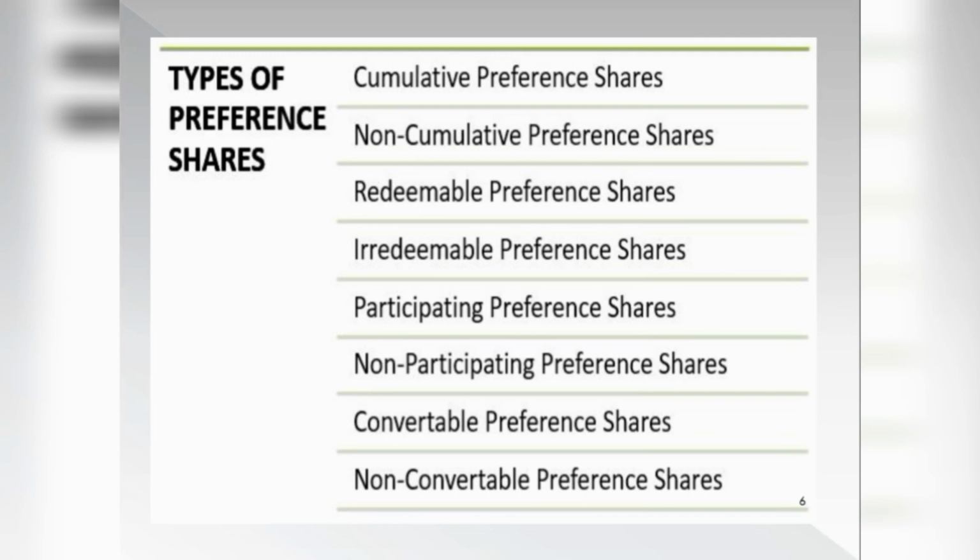The next type is non-participating preference shares. Here, the participating right is not given to this type of shareholders.